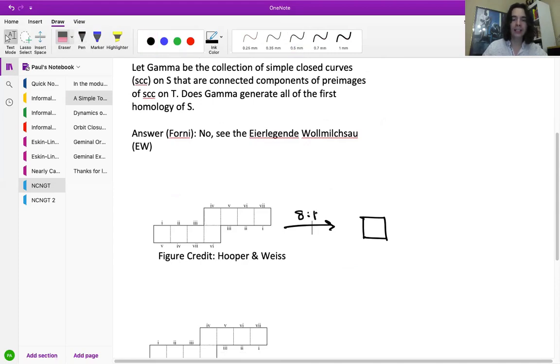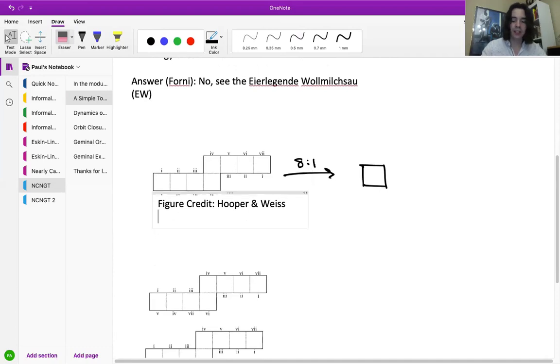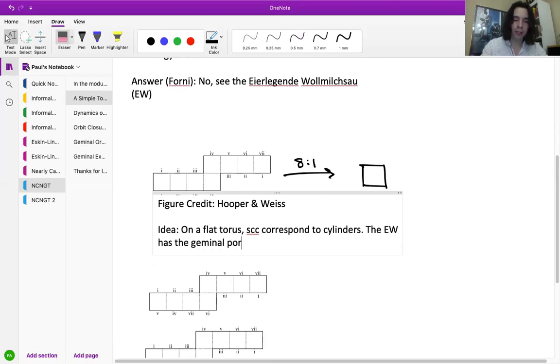Okay, so what's the idea, though, that this is a counterexample to the idea that gamma must generate all of first homology? In other words, why does gamma, for this very specific cover, not generate all of first homology? So here is the idea. The idea is that on a flat torus, simple closed curves correspond to cylinders. And moreover, the eierlegende Wollmilchsau has what's called the geminal property. And so we're going to revise what this property means later when we're working outside of the context of torus covers, but for now, provisionally, being geminal will mean the following.